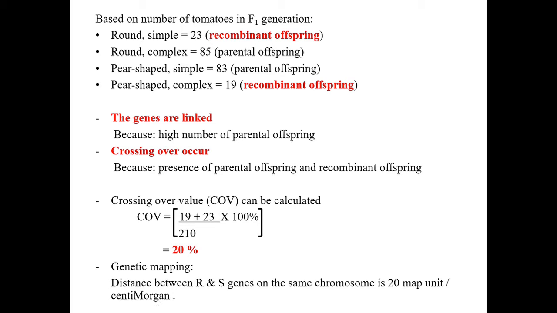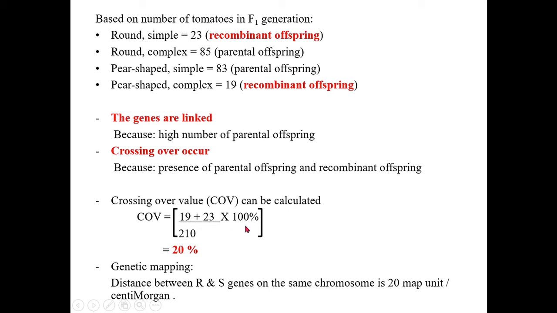So, how do we know the genes are separated? How do we know crossing over occurs? Because you have the recombinant offspring. We will not have recombinant offspring if the genes are linked and no crossing over occurs, because we would only have parental offspring. But here, we have both parental offspring and also recombinant offspring. So, that tells us crossing over still occurs, although the genes are linked. And here, we can find the crossing over value.